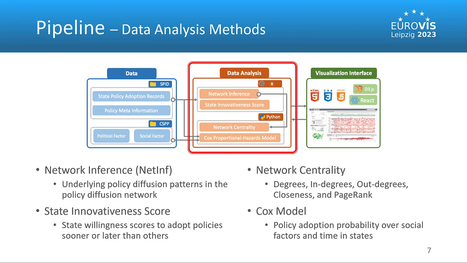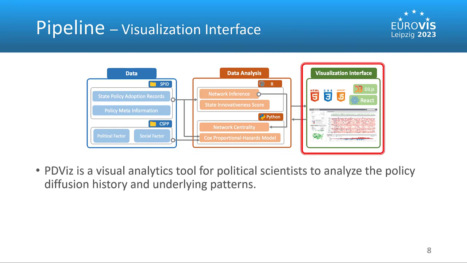Finally, the Cox model is a widely used analysis model in the political science field. We fit our Cox model using SPID and CSPP. It computes the probability of policy adoption for a U.S. state and a policy based on context factors over time. PDViz is a visual analytics tool for political scientists to interactively analyze the policy diffusion history and underlying patterns. We use React and D3 to implement its interface and use Python and R together for the backend.